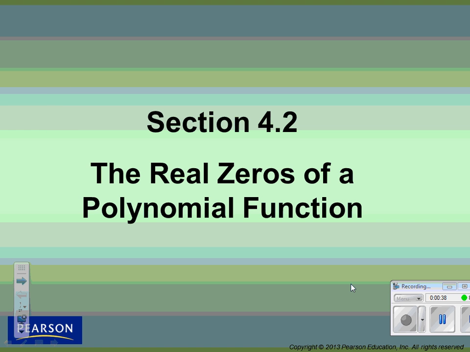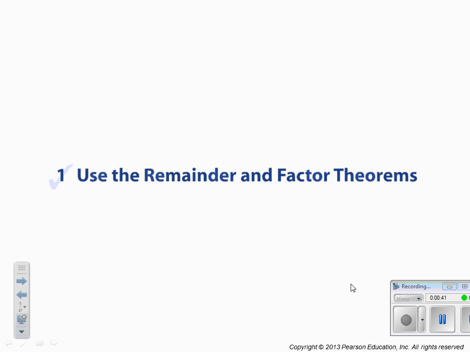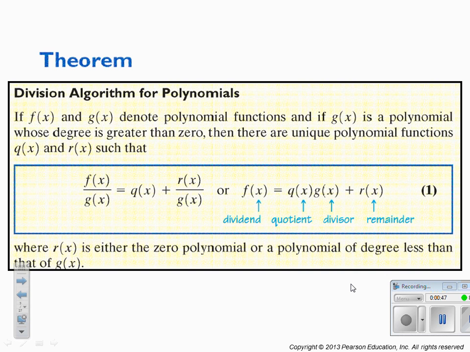So section 4.2, the real zeros of a polynomial function. First learning objective is to use the remainder and factor theorems. So we need to know what the remainder and factor theorems are. If f of x and g of x are polynomial functions, and g of x has a degree greater than 0, then there are unique polynomial functions q and r such that when I divide f of x by g of x, I get q of x plus my remainder divided by g of x.